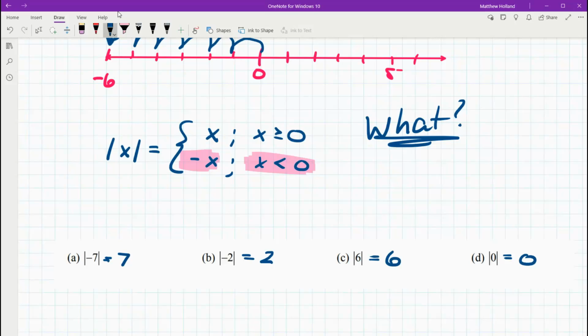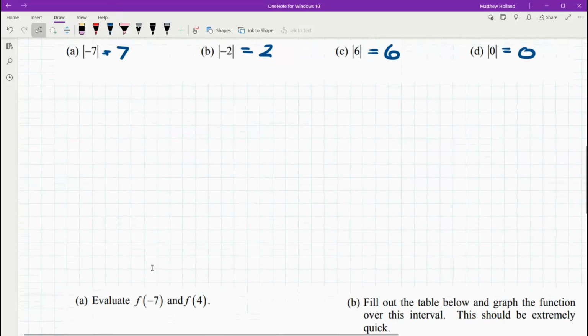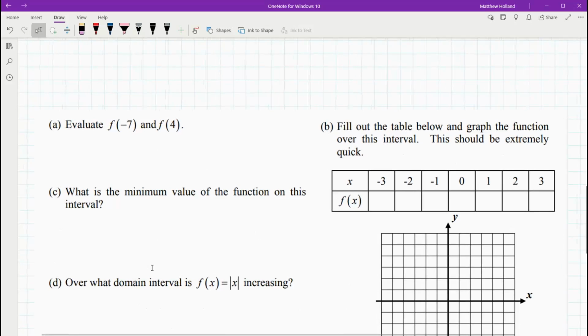You'll notice that absolute value can never be negative. In fact, the lowest absolute value you could ever have is 0. The absolute value of 0 is 0. The absolute value of anything else is always going to be positive. Okay, so now we know what absolute value is. Let's see what it would look like if we tried to graph an absolute value function.